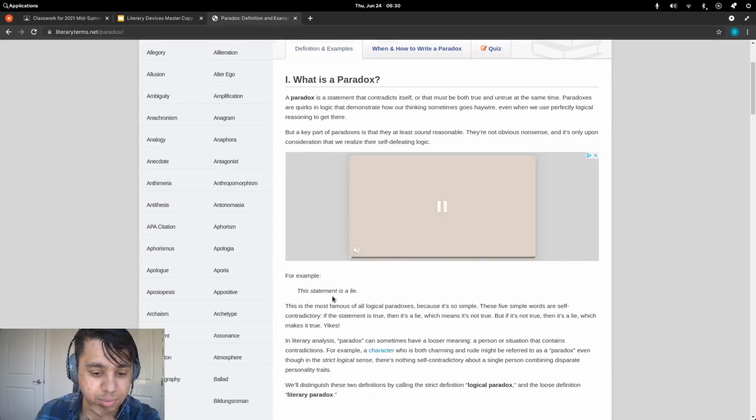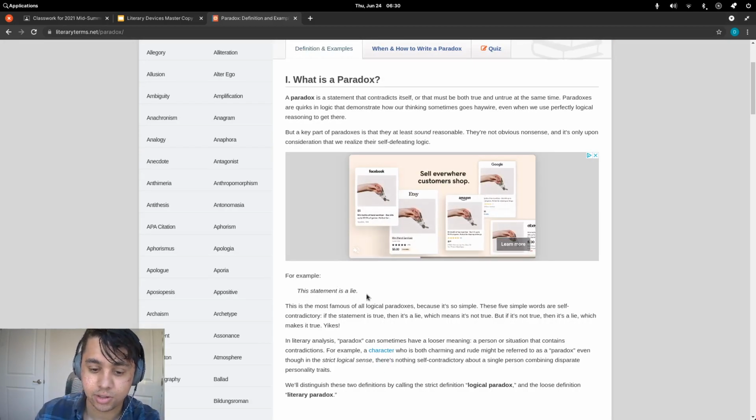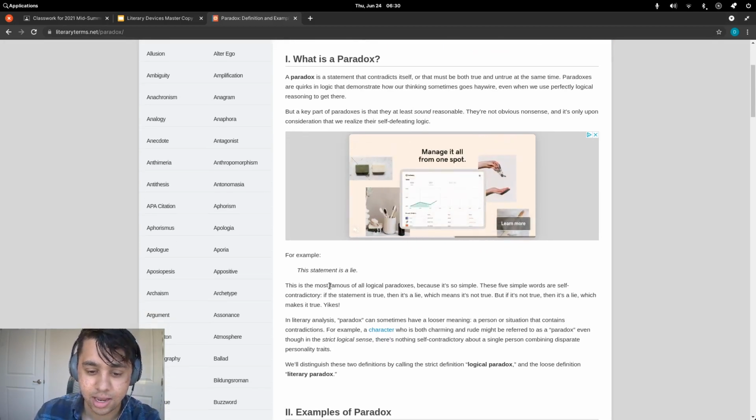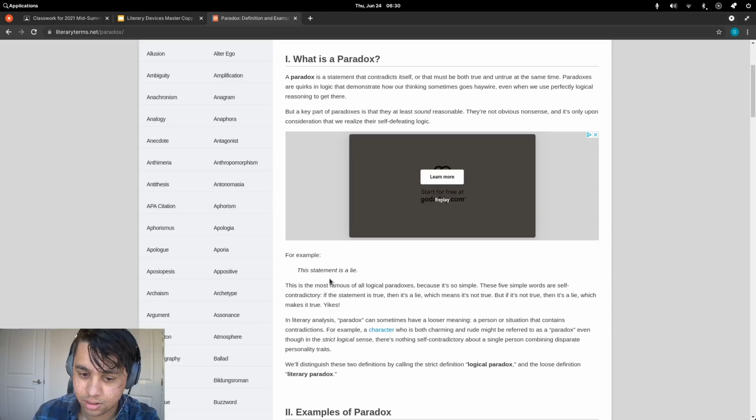Paradox example: this statement is a lie. Okay, so this again is a good example of a paradox. If we think about it logically, if that statement is a lie, then it has to be true. But if that statement is true, then it has to be a lie. But if it's a lie, then it has to be true. So we end up with this crazy back and forth. It's contradictory in its own self.